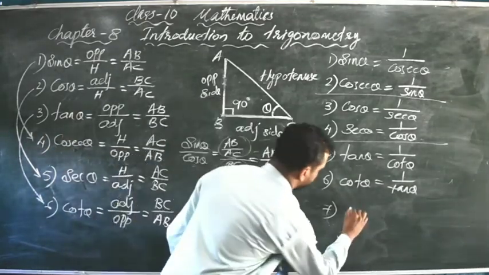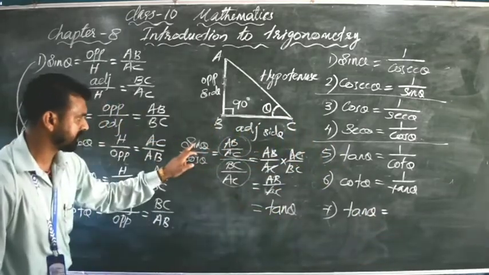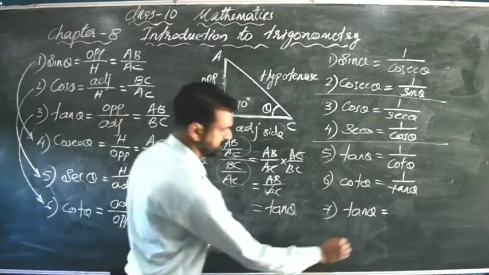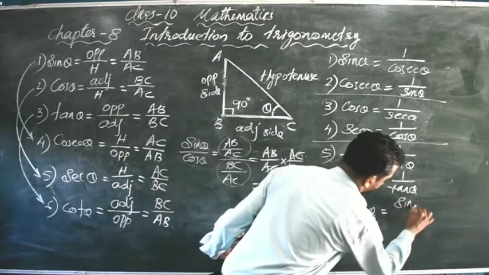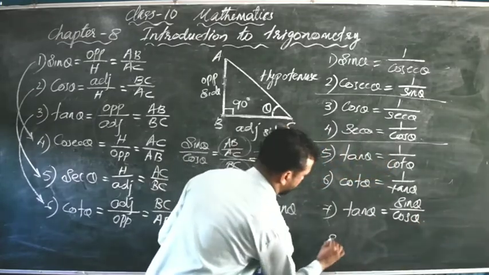Therefore tan theta is equal to, what can we write as the answer? Tan theta is equal to sin theta divided by cos theta. Now one more is there, the 8th one.